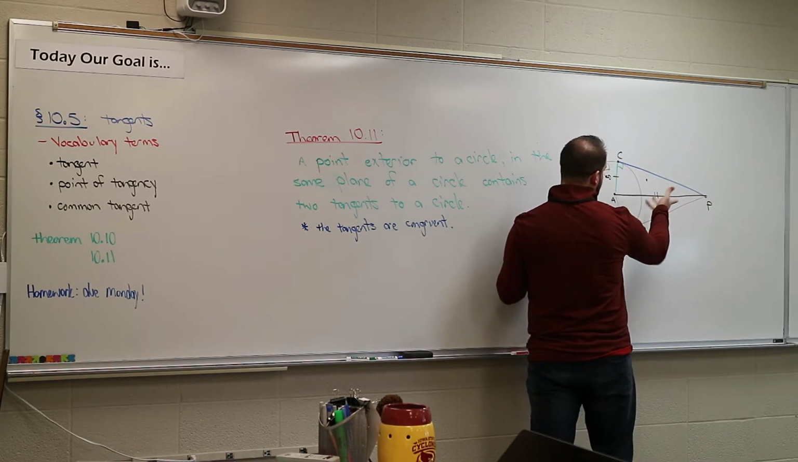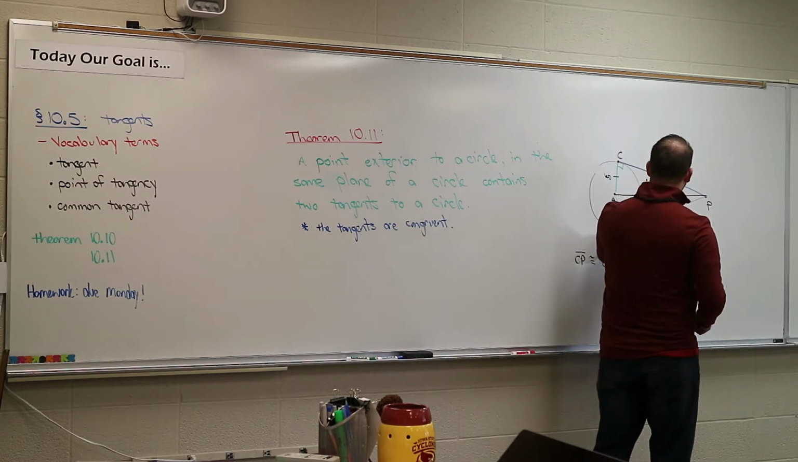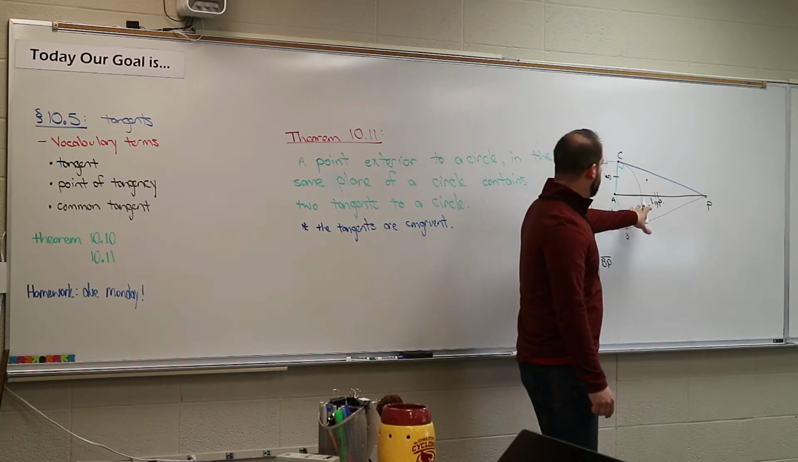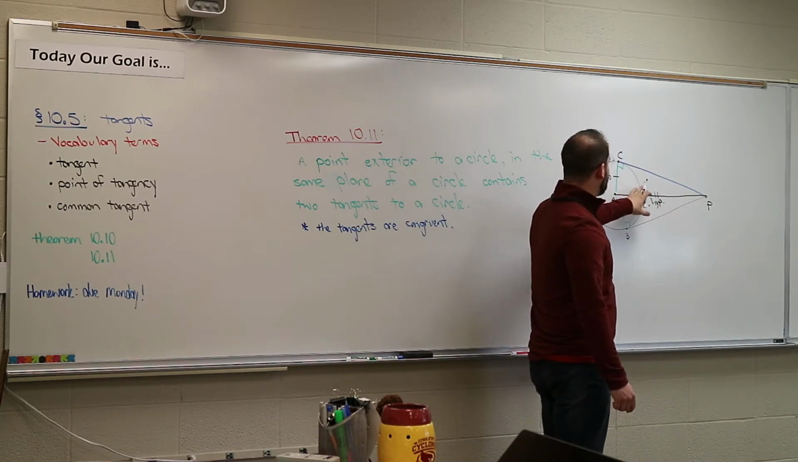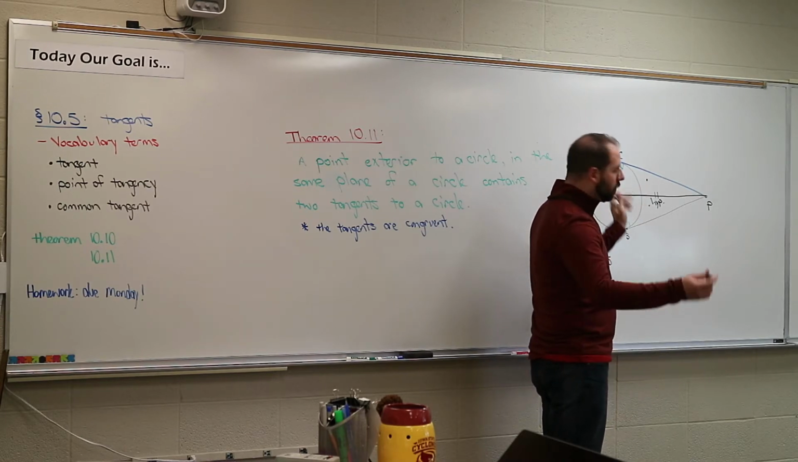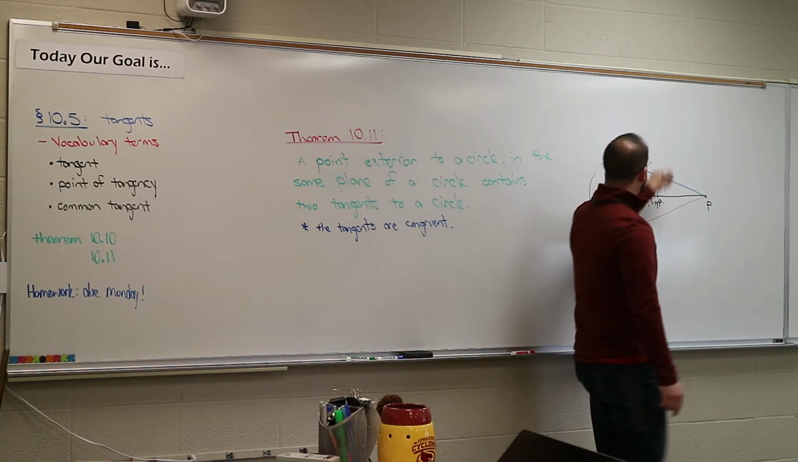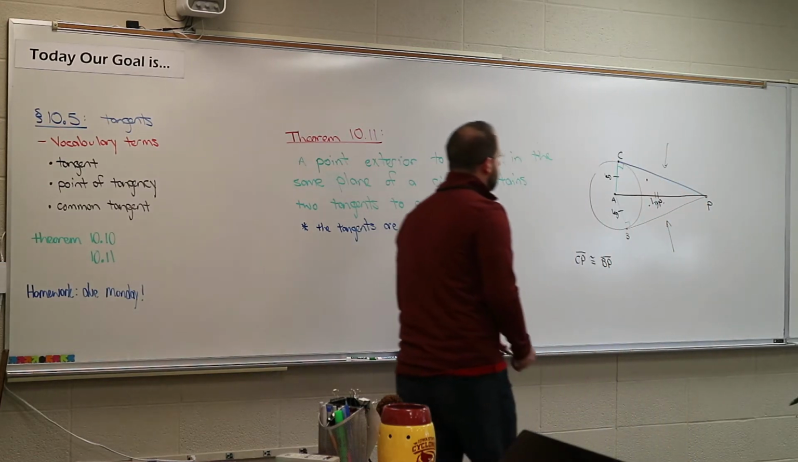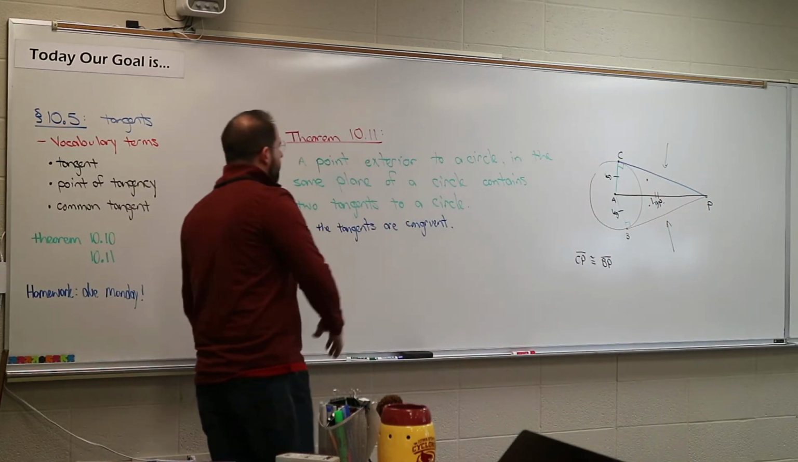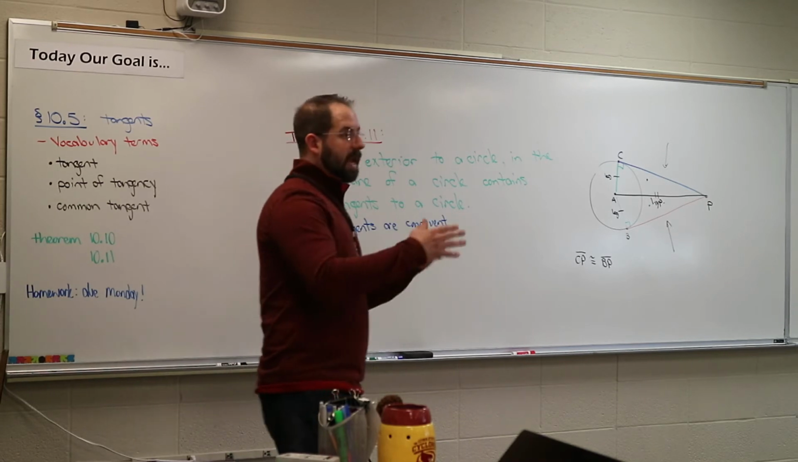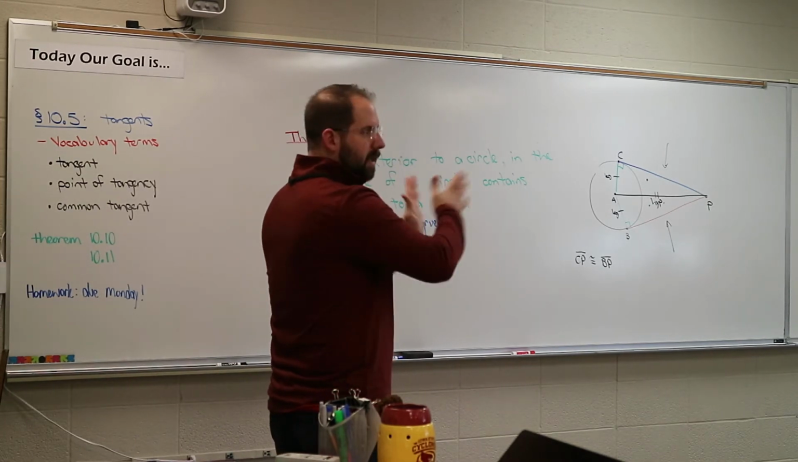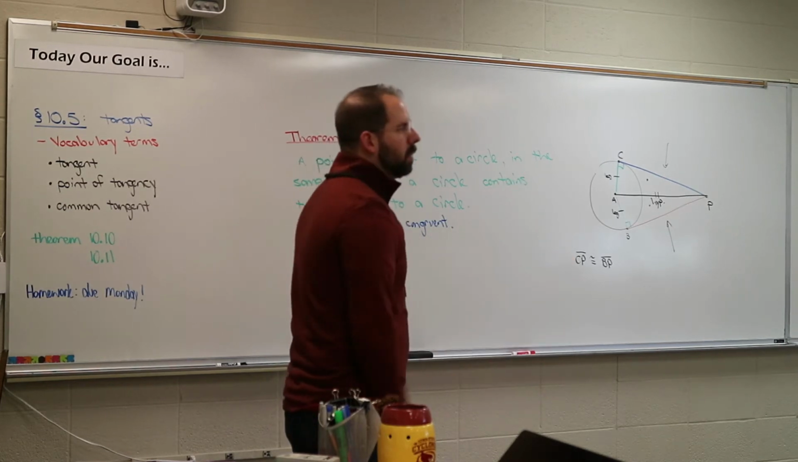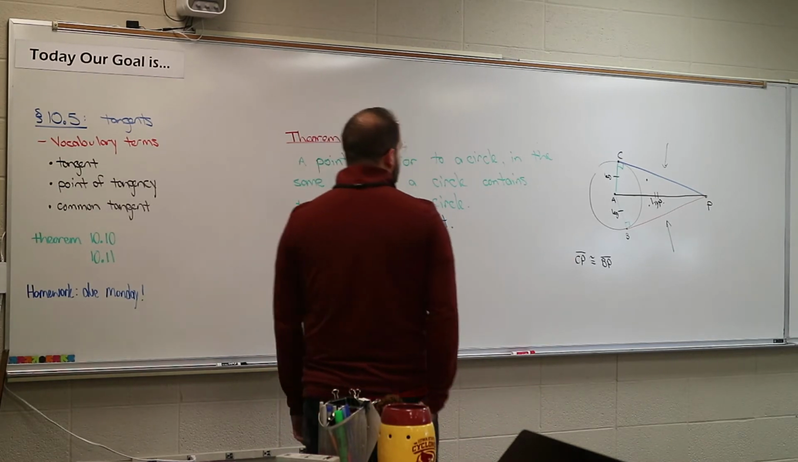The right angle's here, that's the hypotenuse. So, according to our HL theorem, hypotenuse-leg theorem, if the hypotenuse and leg of one right triangle is equal to the hypotenuse and leg of another right triangle, then the two triangles are equal. Okay, so boom, the triangles are equal, so that forces those to be the same. And that's the idea. That a point exterior to a circle in the same plane of circle contains two tangents. Boom, it does. It has two tangents to the circle, but they're equal. They're equal in length.